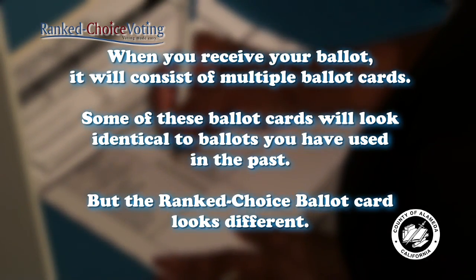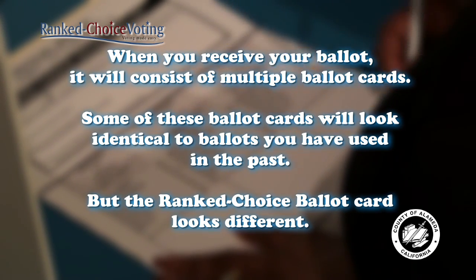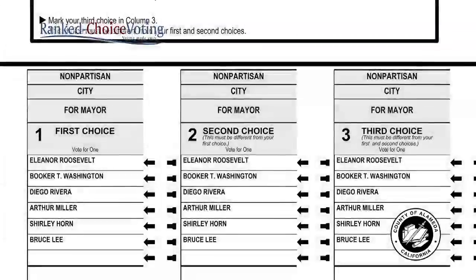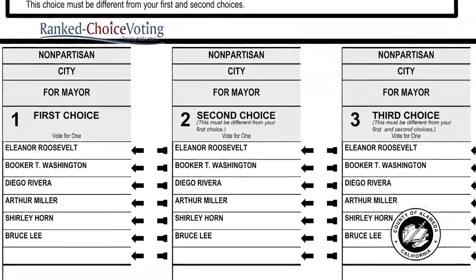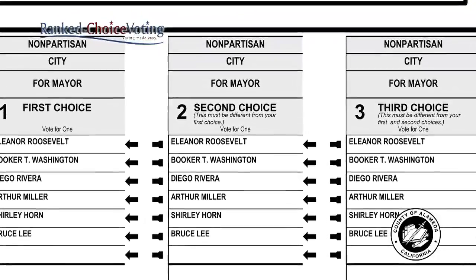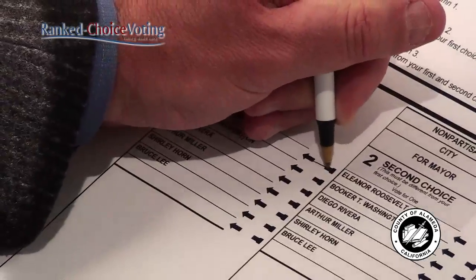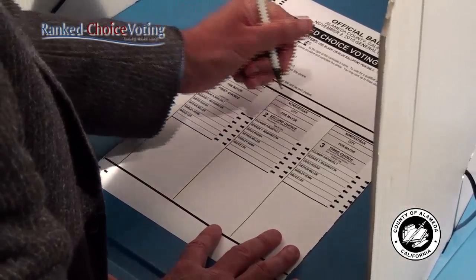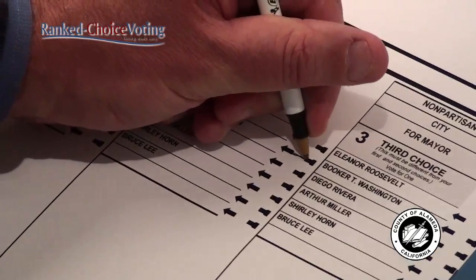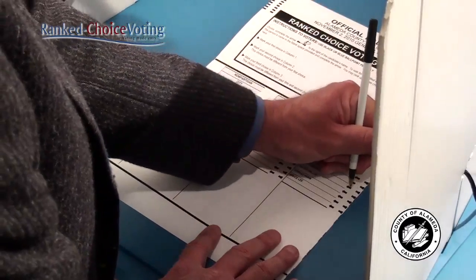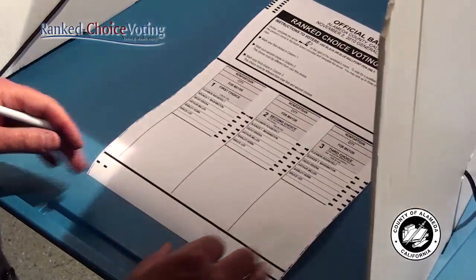When you receive your ballot, it will consist of multiple ballot cards. Some of these cards will be identical to ballots you have used in the past. But the ranked choice ballot card looks different. The ranked choice ballot card will have 3 columns, each listing the name of all candidates running in the election. When marking the ranked choice ballot, you select your first choice candidate in the first column by completing the arrow pointing to them. You will then mark your second choice candidate by completing the arrow pointing to them in the second column. For your third choice candidate, you complete the arrow pointing to the candidate in the third column.